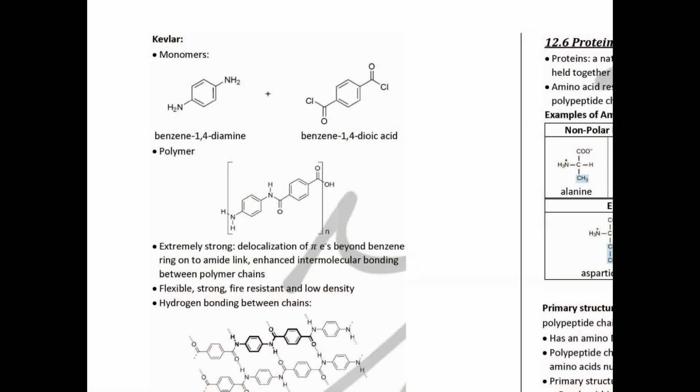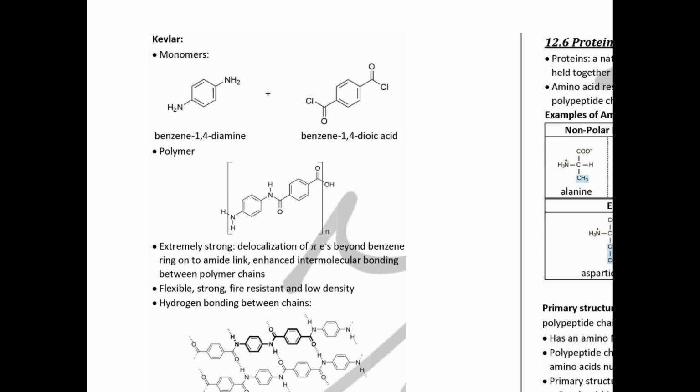On this page we can see Kevlar. Like what I told you before, Kevlar is the polymer which is used for fire resistant structures, for reinforcement in car tires, for aircraft wings, and for bulletproof vests. So it seems like they are quite strong. Okay, so let's see how it is formed.